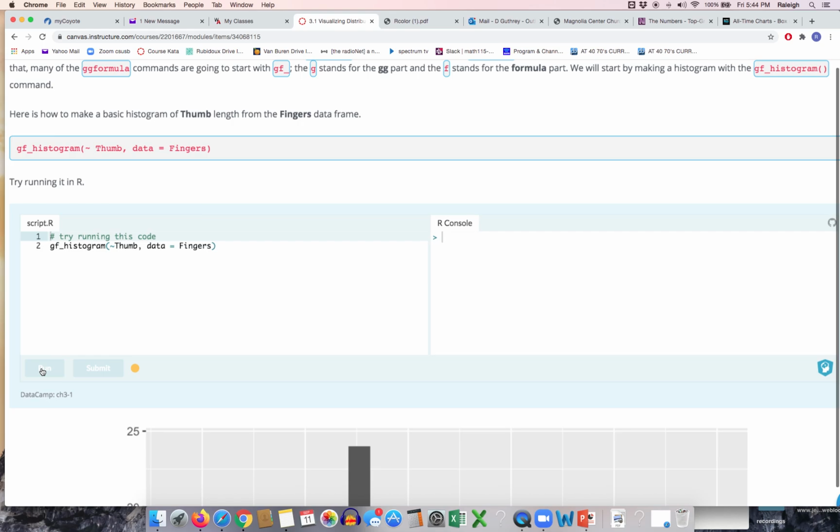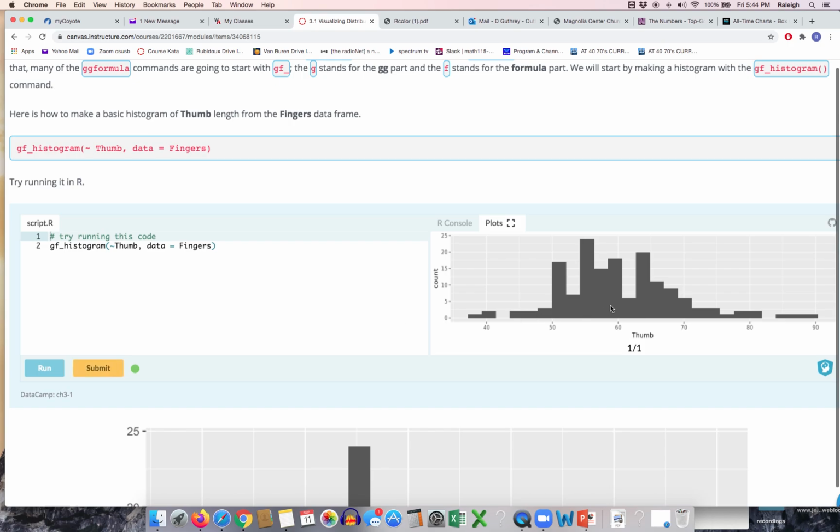There was no hint here. It just says, let's run it. And, well, it's taking a little time there. Finally, it pops up. And you see the thumb lengths. This is something we've already just looked at. And we actually have a better view down here.